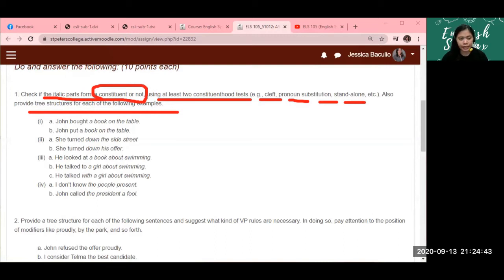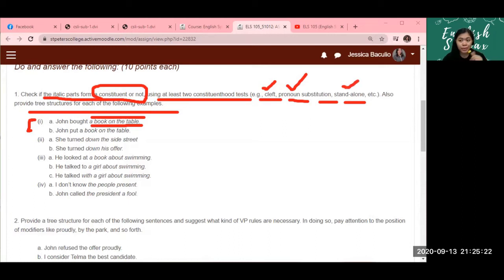Let's have first this one. John puts a book on the table. The first phrase is "a book on the table." Let's identify if it's a constituent or not. Let's use first the cleft test. It was a book on the table that John brought. Correct. Next, pronoun: John bought it. Correct. Also, we can replace this phrase or constituent with the pronoun "it." Let's do standalone. What did John buy?